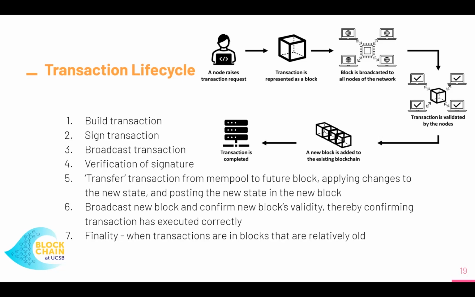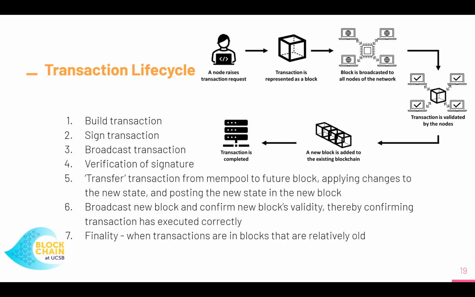From there, it applies a change to the new state. So we're in this new state, and it's posting the new state in this new block. Basically, it goes from an unconfirmed transaction into a spot where a block will occur, and then we see the new state get posted. From there, this new block is broadcasted and confirmed. So that's confirming the new block's validity. And once that block gets confirmed, the transaction, which is a part of that block, is now thereby also confirmed as being executed correctly. From there, we reach this concept called finality.